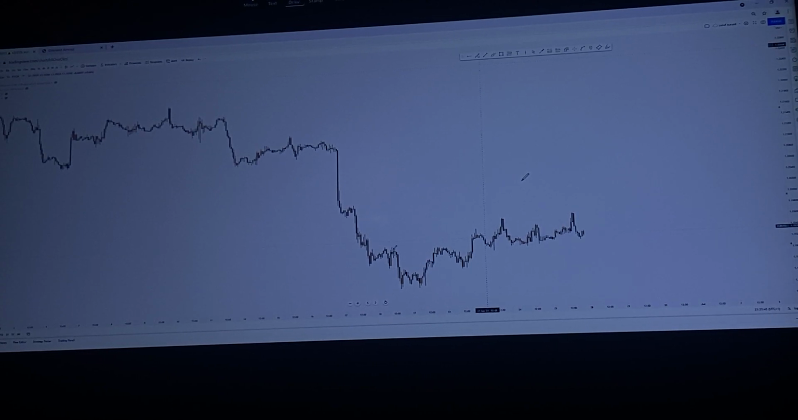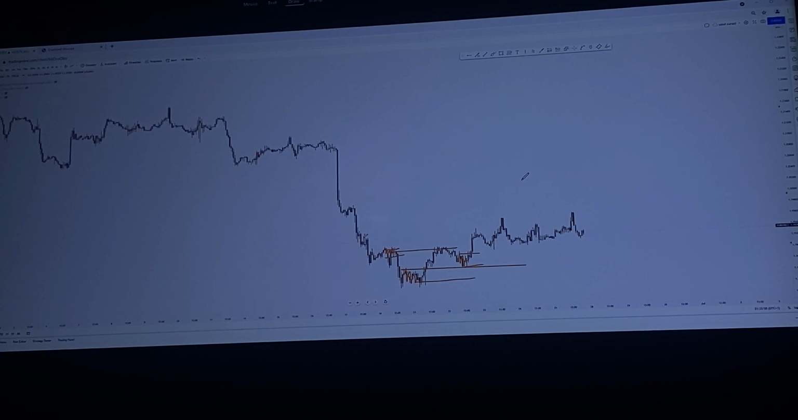If I take this to 1 hour now, we're going to see that pretty much it's the same thing. What do you have here? Range. What do you have here? Range. Price came there, reacted, right? And again, what do you have here? Range.